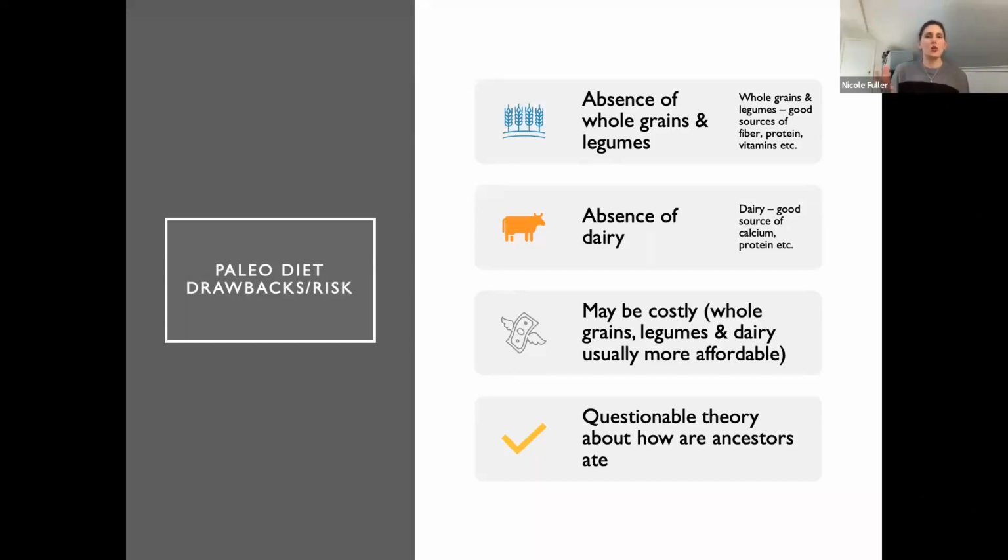And to be honest, the whole theory about how our ancestors ate is questionable, because if you read some of the literature, they've found tools that were used to farm grains even back then. So who knows if this idea is even true, so to speak.